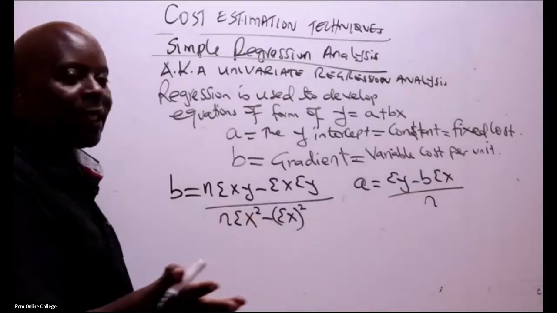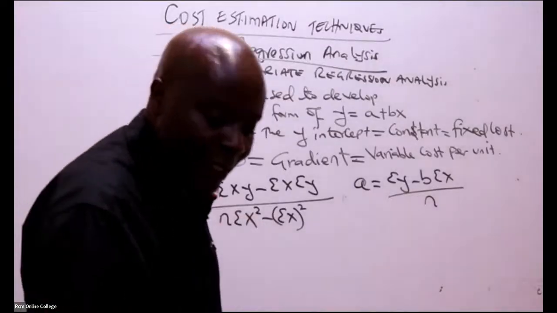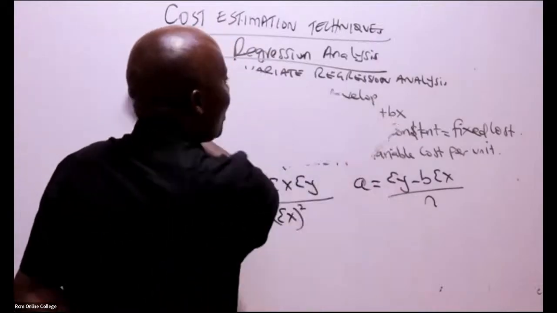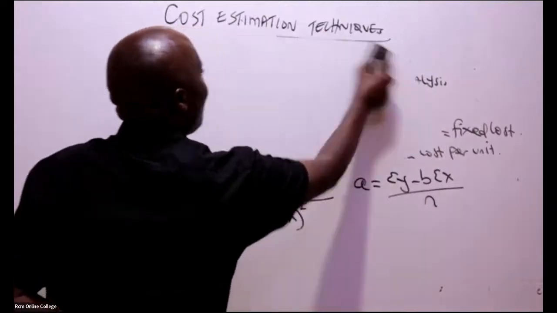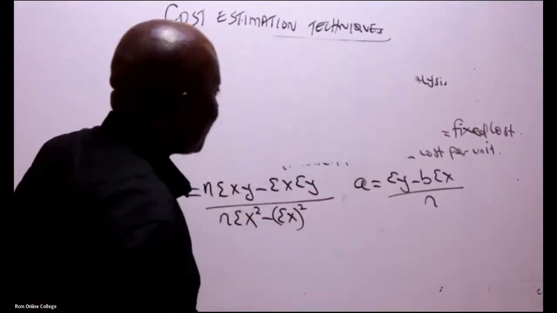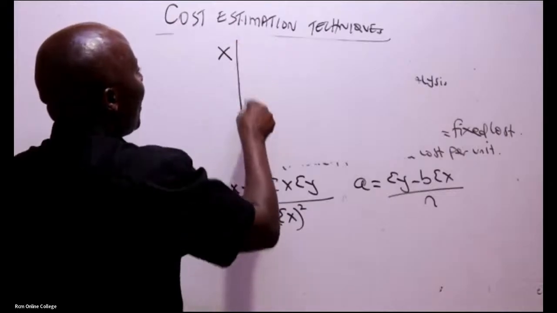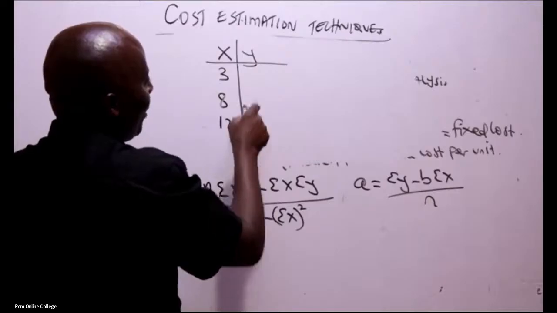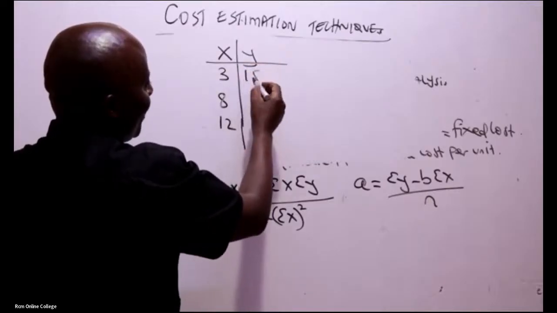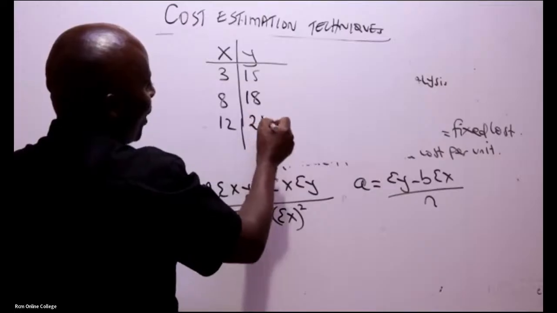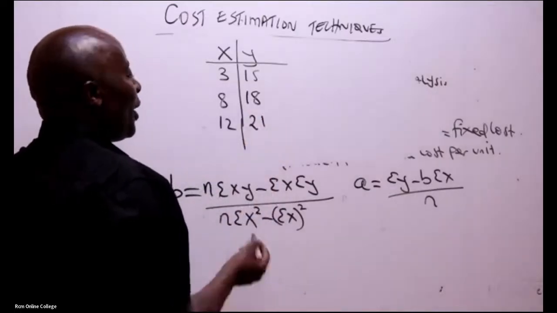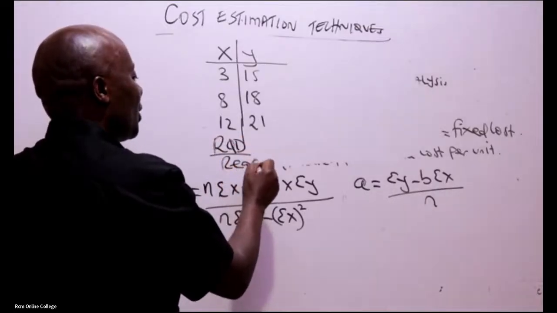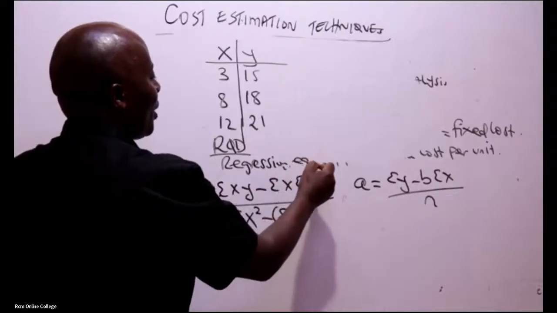I'll give you a very short example before we look at the question that came just the other semester. A very simple illustration. If, for example, you are given just three data values, x and y. They give you 3, 8, and maybe 12. Then they give you 15, 18, and 21. And you are required to get the value of B and A, the required regression equation.